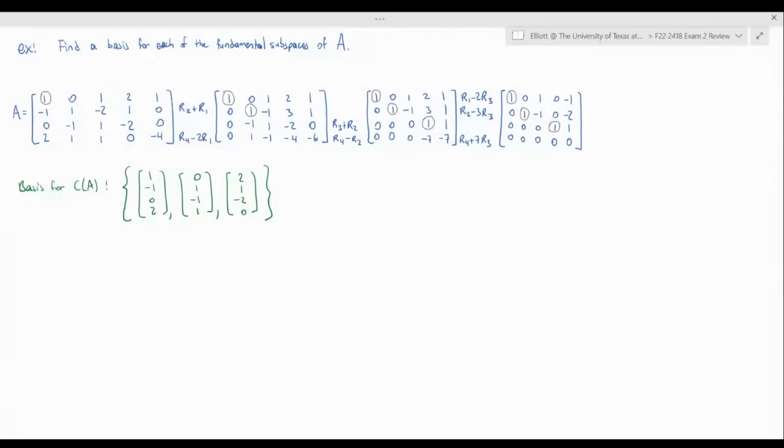To get a basis for the row space, we can take the basis from the reduced matrix at the end. And you just want to take the rows with the pivots in them. So basically all the non-zero rows. So those three vectors are going to give you a basis for the row space. Okay. And you'll notice that I'm writing these rows as columns in the basis.